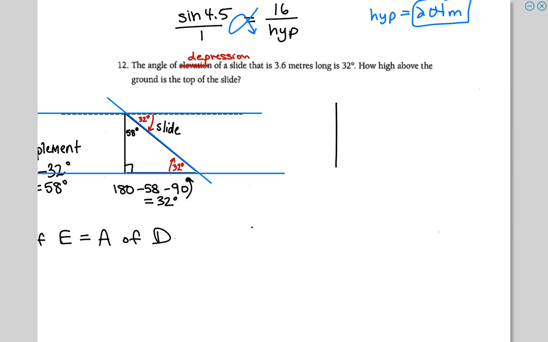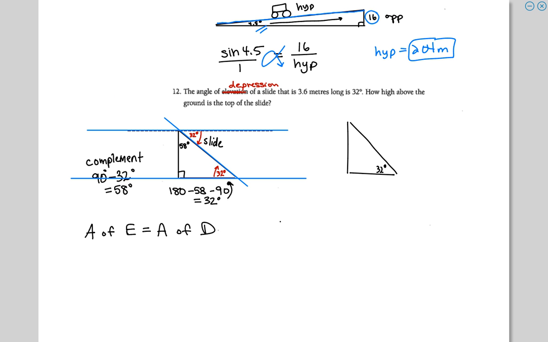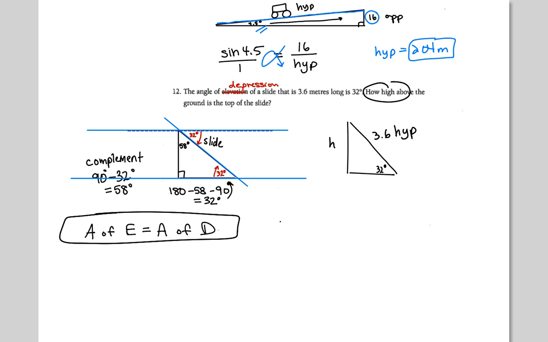Okay, so let me just redraw this picture because it's become pretty messy. I know that's 32 down in the corner. So that's a good thing to remember. If they ever give you angle of depression, just use the angle of elevation because it's the same. Okay, so let's put in the side lengths. It says that the slide is 3.6 meters long. That's the hypotenuse. Then it says how high above, so that's the height, h, which is the opposite side to the angle 32.